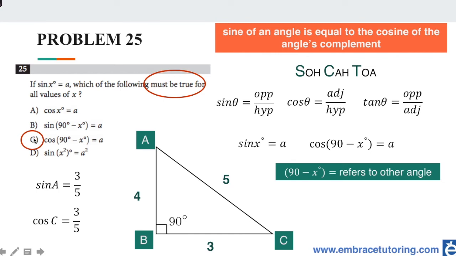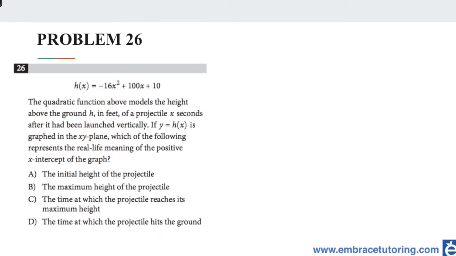Problem 26 states, the quadratic function above models the height above the ground, h, in feet of a projectile x seconds after it had been launched vertically. If y equals h of x is graphed in the xy plane, which of the following represents the real-life meaning of the positive x-intercept of the graph?